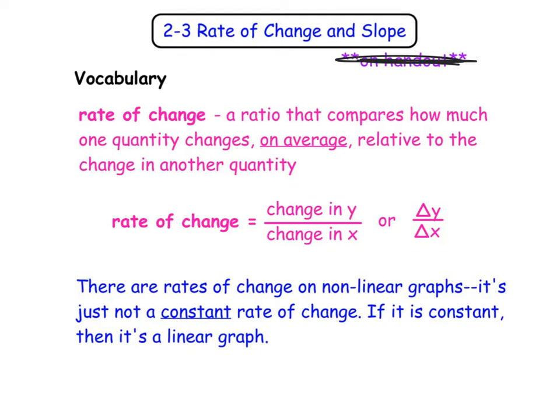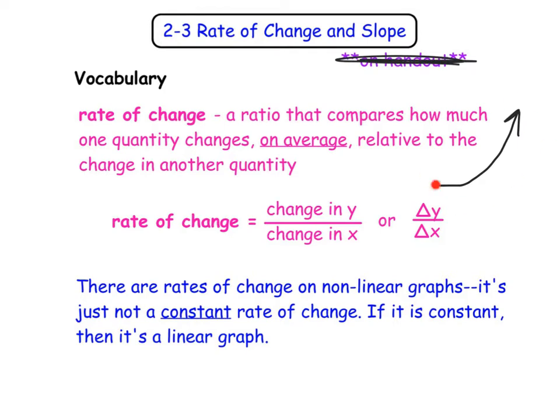So rate of change is a ratio that compares how much one quantity changes on average relative to the change in another quantity. So we're looking at how one thing changes as another thing changes. For example, as time goes on, what happens to the population in the US, on average. So this means that we could have a graph that's not constant, so it could go like this, which is usually what the population is doing, growing what's called exponentially.